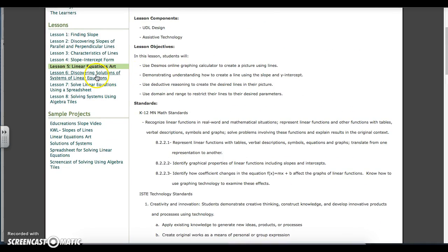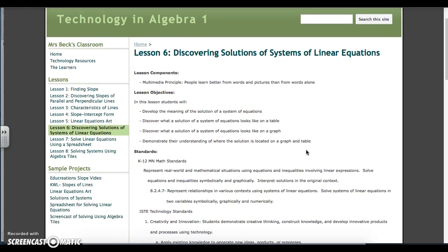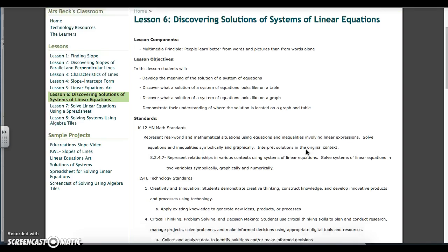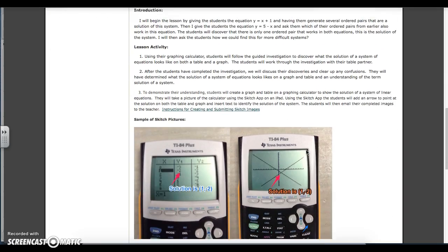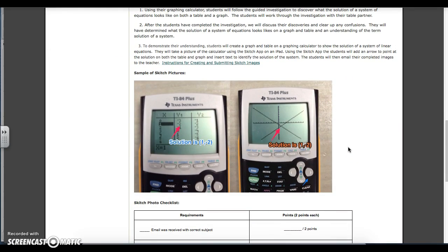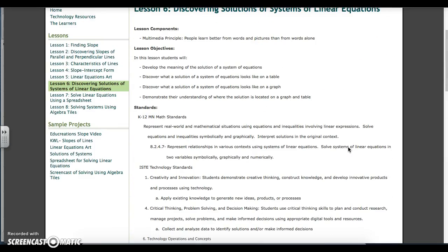The next 3 lessons, lessons 6 through 8, build off of these linear equations and have the students working on systems of equations. The first lesson, 6, has the students using graphing technology to discover what a solution looks like on both a table and a graph. They will do this using a guided discovery with their graphing calculators, and then they'll be able to submit to show me exactly where they identified both of their solutions on the table and the graph.